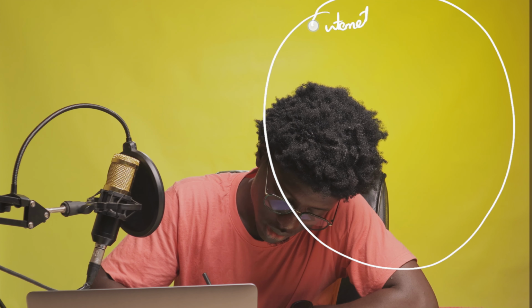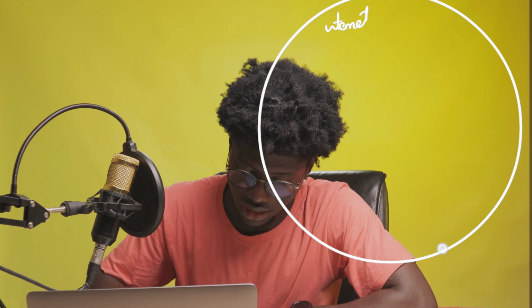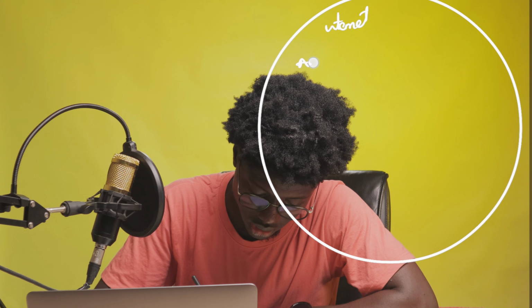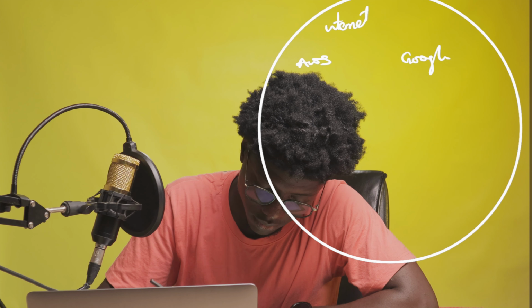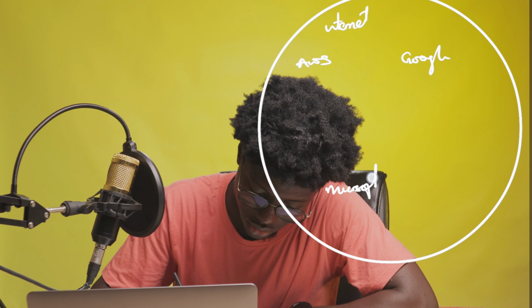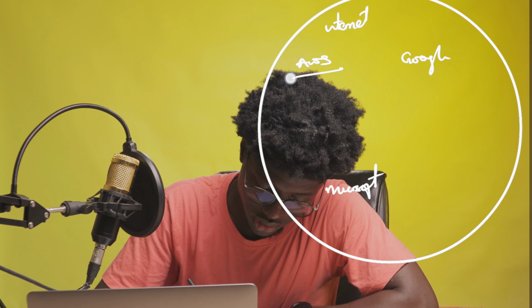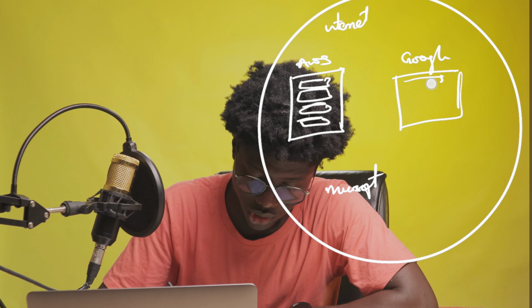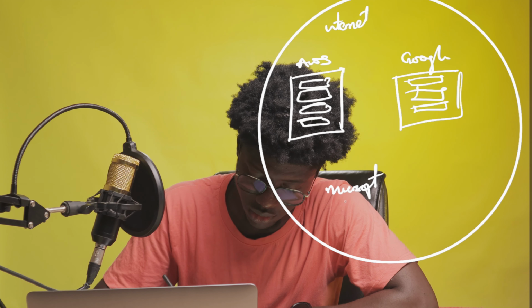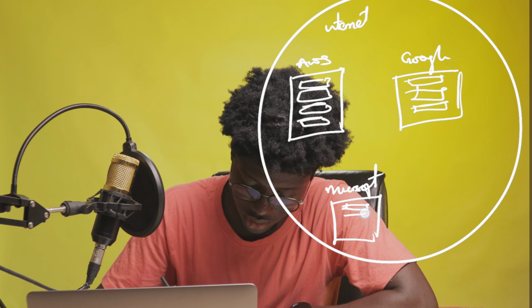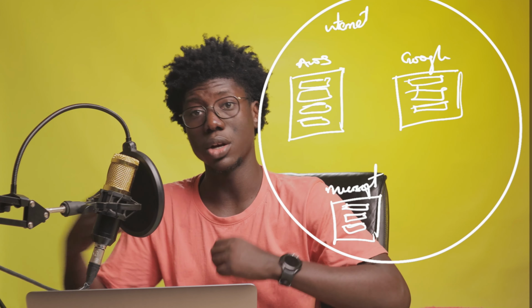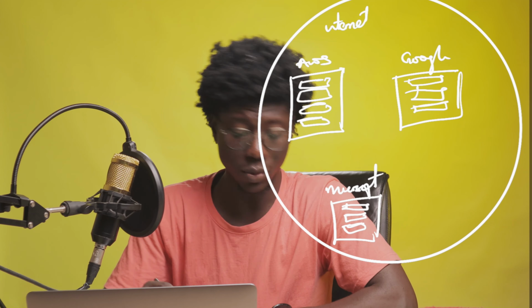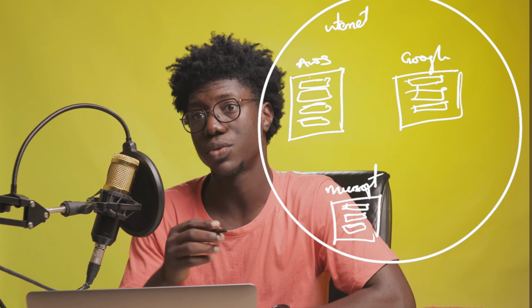a broader concept here. And then within the internet, we have different cloud providers. Let's say we have AWS here, we have Google, we have Microsoft Cloud. So these are their servers. Now there are a lot of other cloud providers that exist, not just these. Google is GCP, Amazon is AWS, Microsoft is Azure, Facebook also has theirs. A lot of companies actually have their own cloud provider. So within the internet, we have different cloud providers. We're just focusing on AWS, Google, and Microsoft for this one.